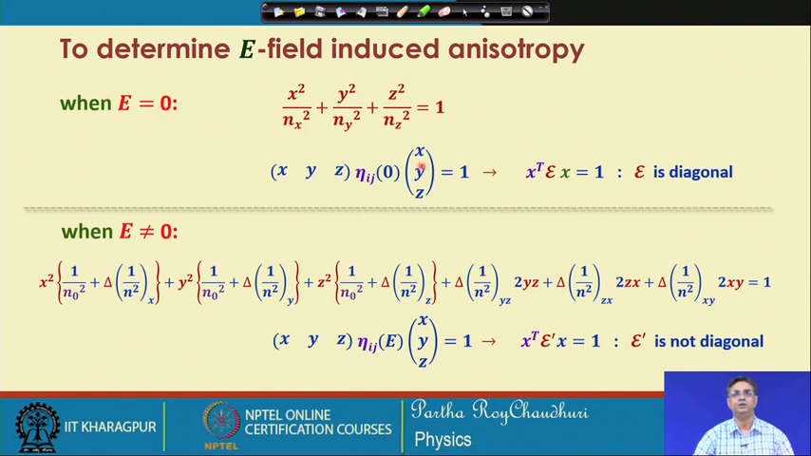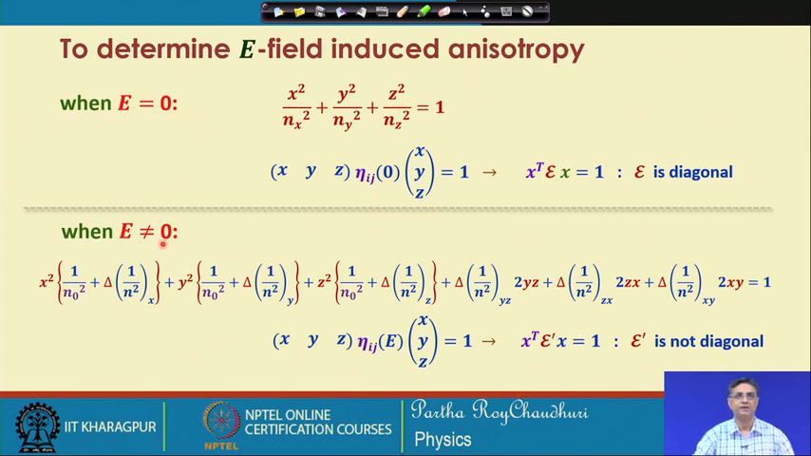If E equals 0, we have seen that this equation will represent the index ellipsoid in terms of the matrix equation, with x transpose and x. So, you can write this equation as this, and this will definitely represent that eta is a diagonal matrix. Truly, in the absence of the field, in the principal axis system, you have only 1 by n x square, 1 by n y square, 1 by n z square, these are the 3 diagonal elements. So, you have eta as a diagonal.